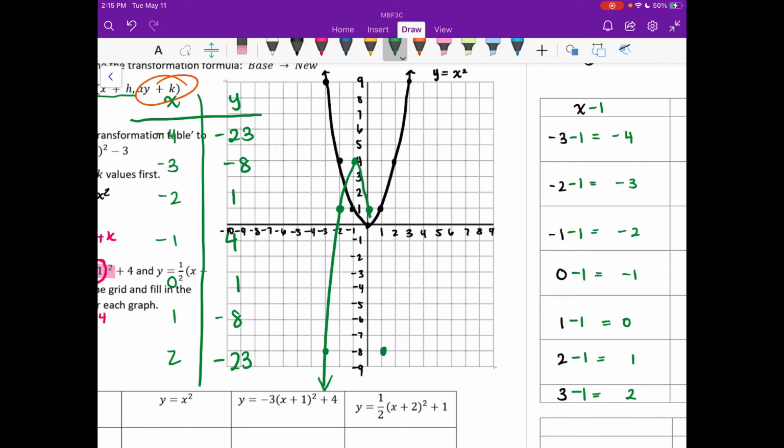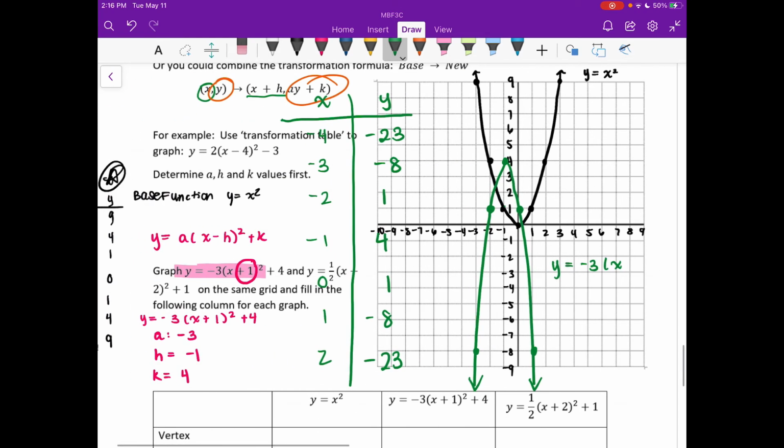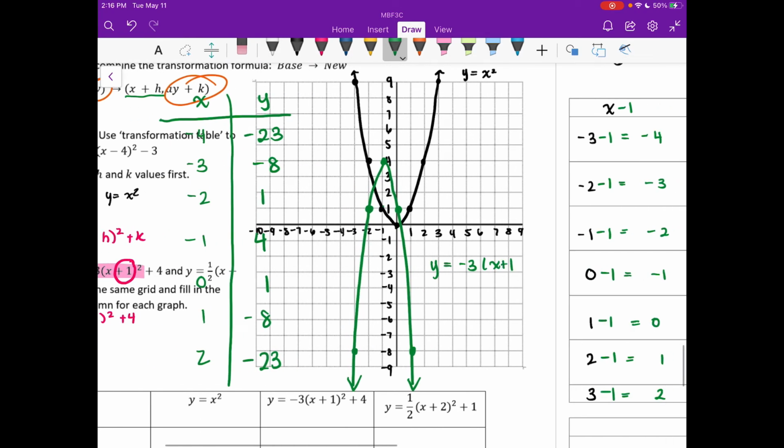I'm going to make my graph. That's going to be my green one, and that green represents y equals -3(x plus 1) squared plus 4.